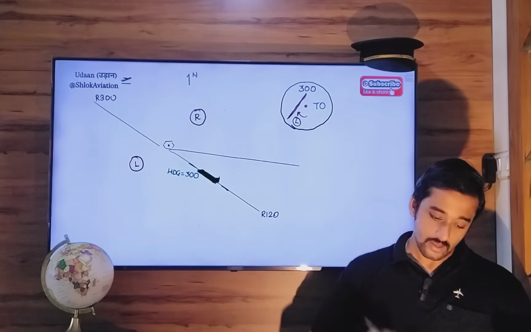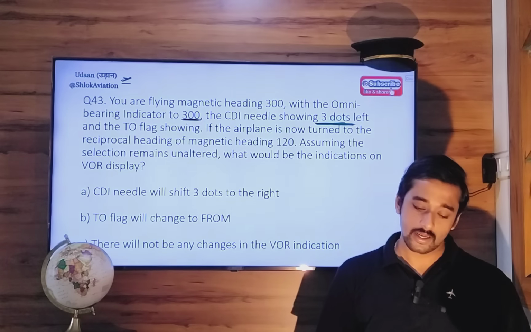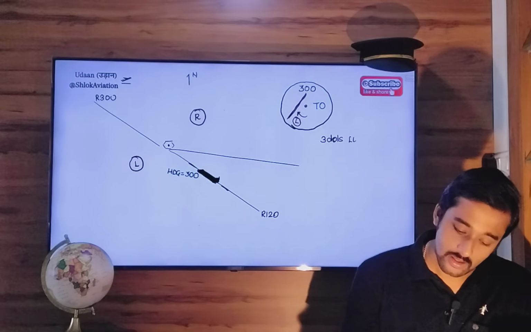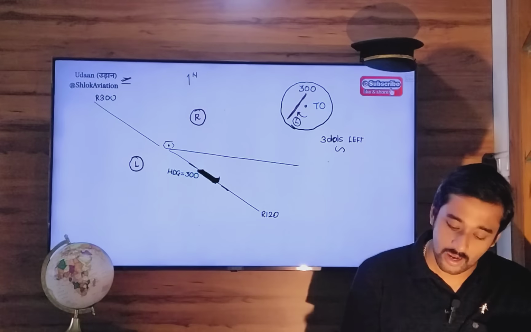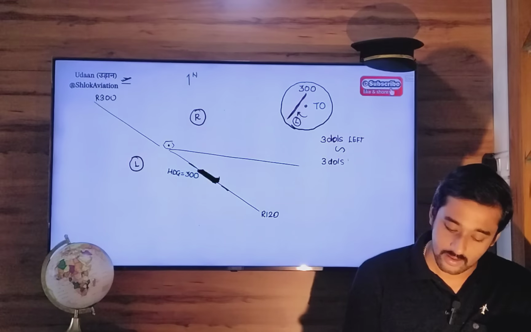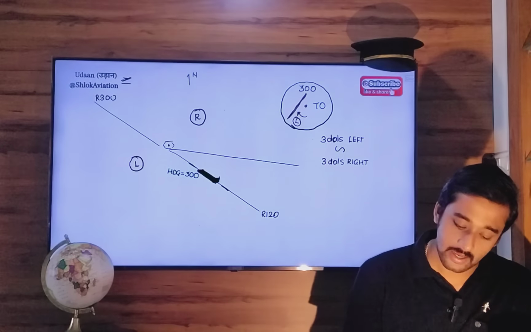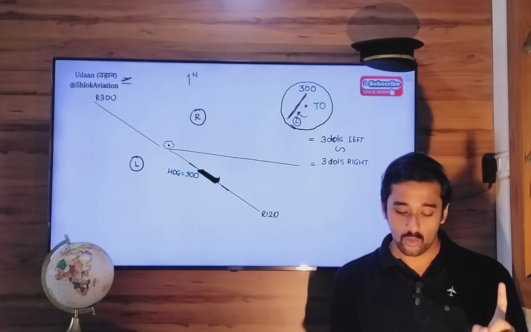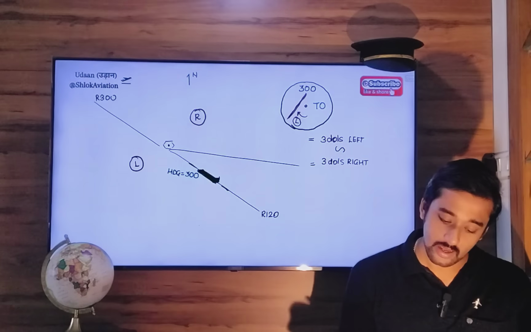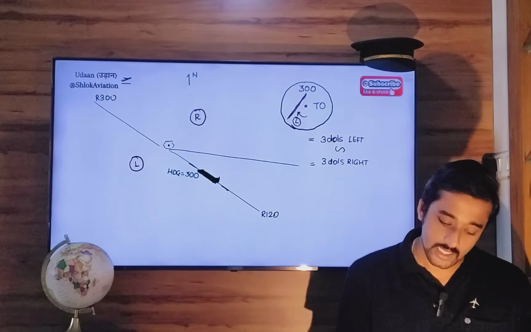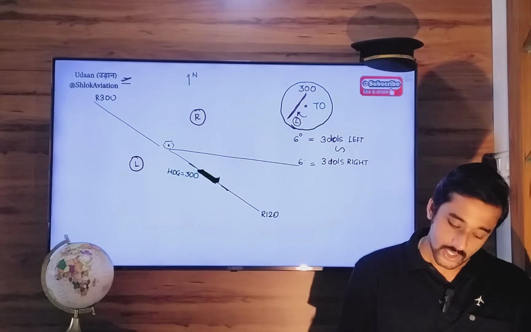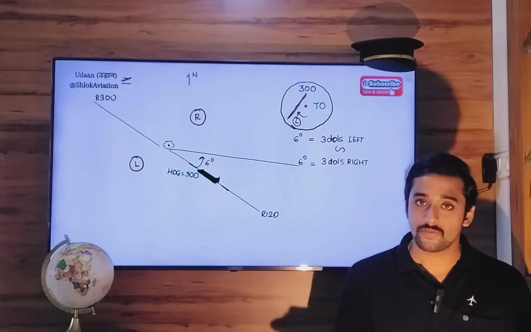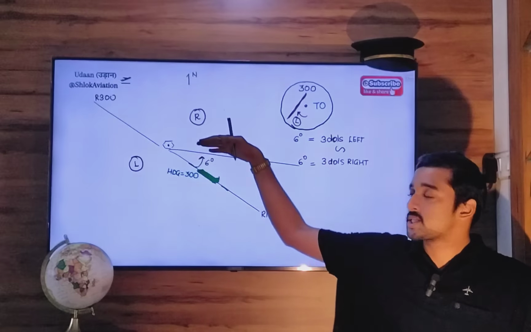Okay. Now how many dots to the left? 3 dots left. 3 dots left is equivalent to saying you have deviated 3 dots right. Now the angular deviation of 1 dot is 2 degrees in terms of VOR. 1 dot is 2 degrees. 3 dots will be 3 times 2, 6 degrees. Okay. So that means the aircraft has deviated 6 degrees to the right hand side. Okay. Going inbound, 6 degrees to the right hand side.